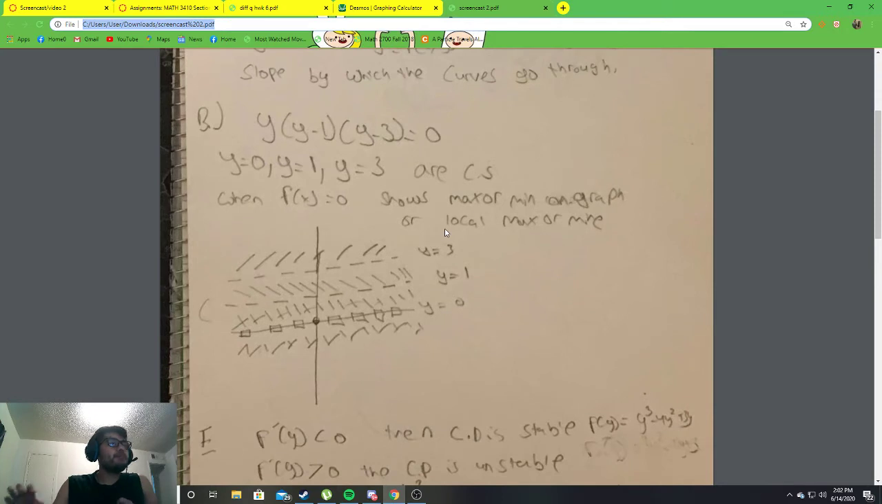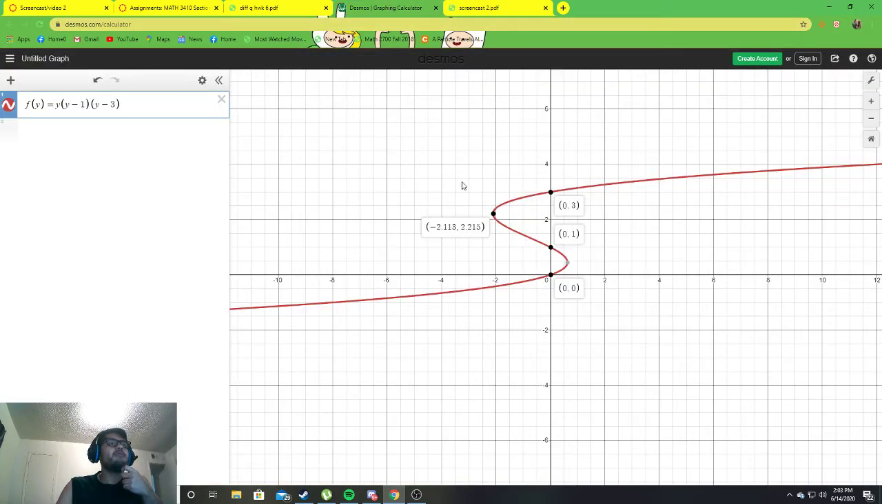So over here, I drew a little something. Basically, with the 3 critical points, y equals 0, y equals 1, and y equals 3, I drew a little line just showing that the derivative is equal to 0. So now, using the Desmos graphing calculator, we could find, there's a lot of slopes, but over here, at y equals 3 it's equal to 0, at y equals 1 it's equal to 0, and at y equals 0 it's equal to 0.